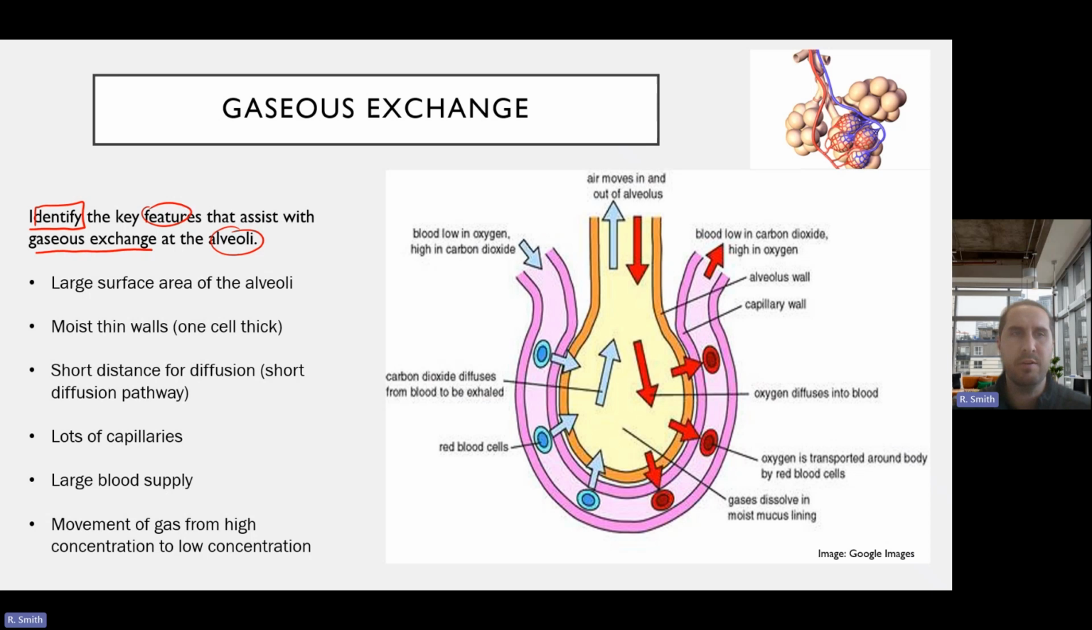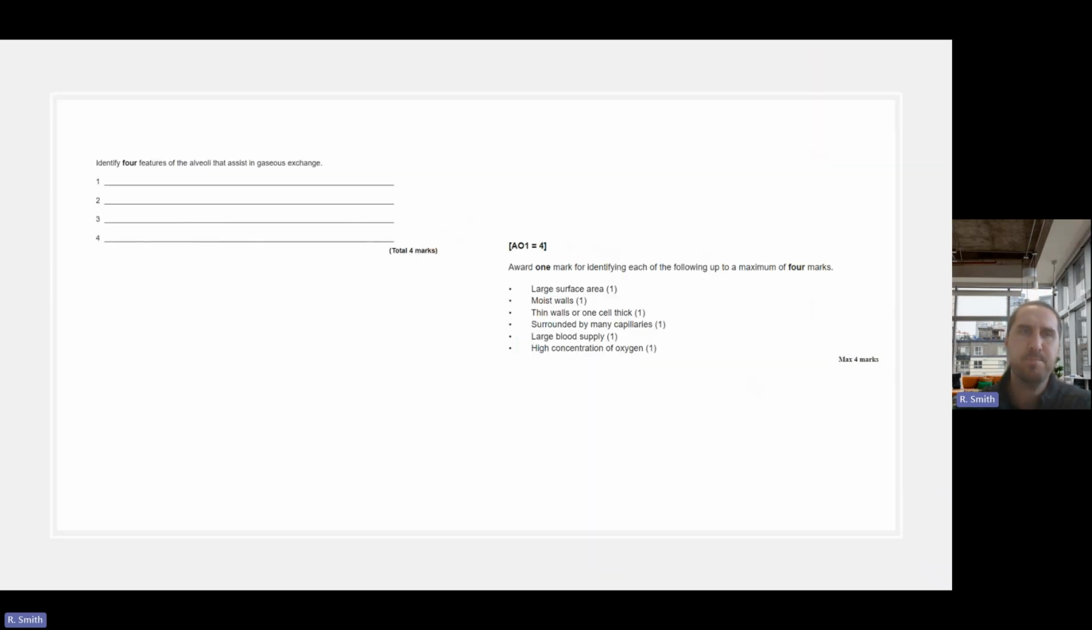So you also need to know that there needs to be a large surface area. We need moist, thin walls and a short diffusion pathway or gradient so that oxygen and carbon dioxide are able to travel from alveoli to bloodstream via capillaries or vice versa, depending upon the part of the process. So let's try to relate this to some exam questions then.